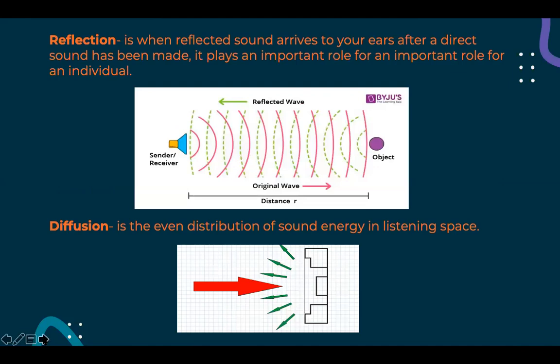Reflection is when reflected sound arrives to your ears after a direct sound has been made. It plays an important role for an individual. For example, it is important because it is used to give feedback. For example, if you're going to speak, so oh, this is how I sound through reflection. Diffusion is the even distribution of sound energy in a listening space. So once again, diffusion is from a high to low concentration so that sound is evenly distributed. Next, please.